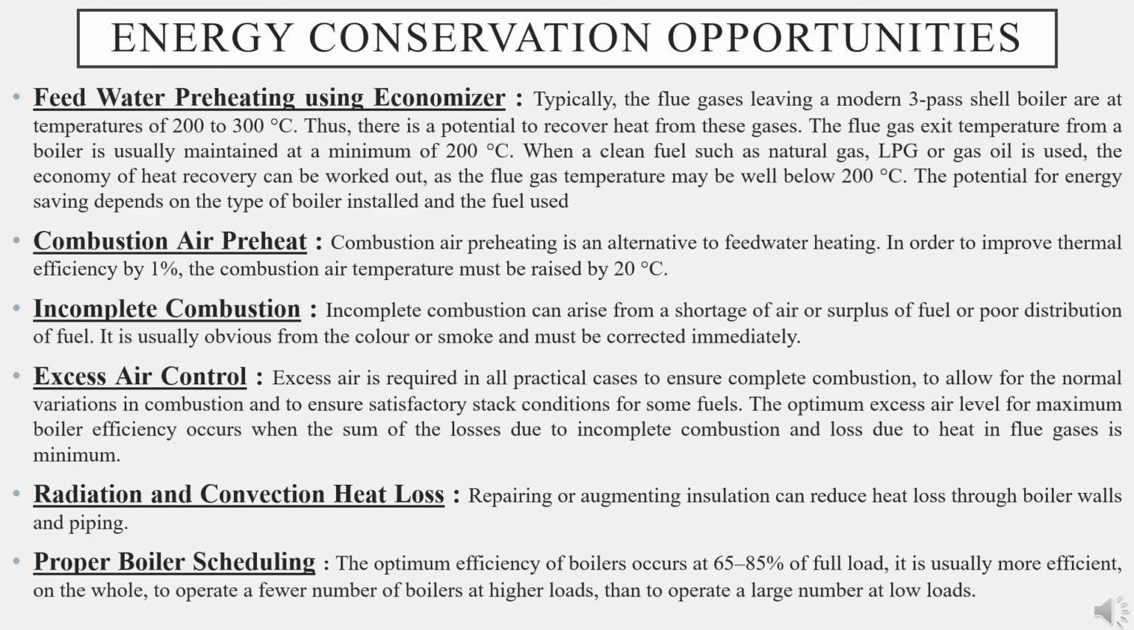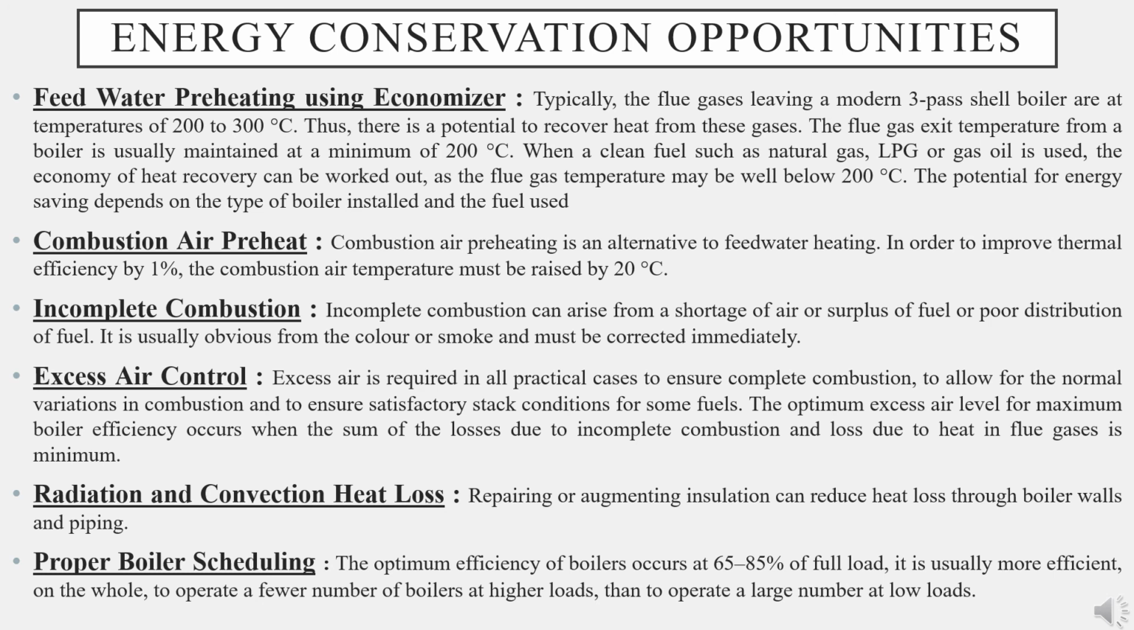We now list the possible opportunities to conserve energy in a boiler. Feed water preheating. Flue gases leaving the boiler can be at temperatures of 200 to 300 degrees Celsius. Thus, this heat can be used to preheat the feed water. Next is if we preheat the combustion air. If we raise the temperature of combustion air by 20 degrees Celsius, efficiency can be increased by 1%.